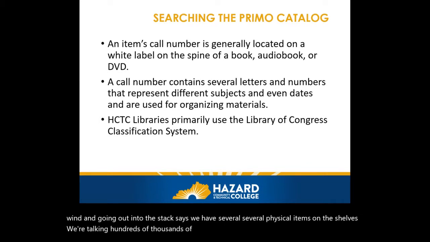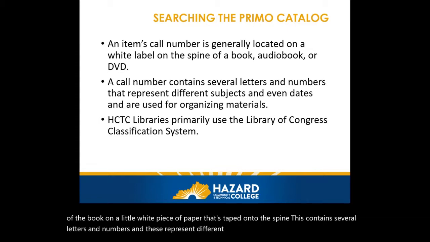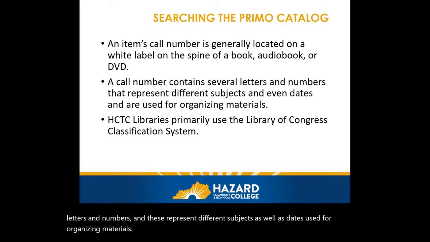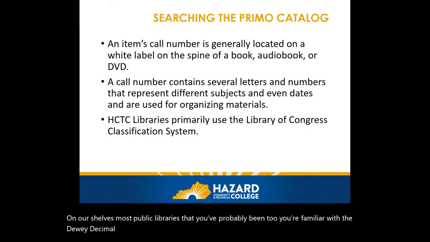So the call number, again, that is on the spine of the book on a little white piece of paper that's taped onto the spine. This contains several letters and numbers, and these represent different subjects as well as dates used for organizing materials on our shelves. Most public libraries that you've probably been to, you're familiar with the Dewey Decimal System. We use a different system of organization.